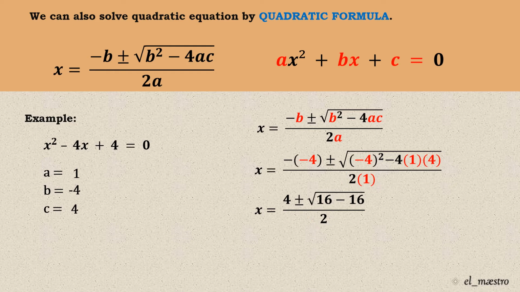So, what's next? Simplify again. That will be the result because 16 minus 16 is equal to 0. So 4 plus 0, or 4 minus 0, is the same number. The result is 2 because 4 divided by 2 is equal to 2. Meaning, the value of your x is equal to 2. That's how you use the quadratic formula. So, sir, what is the relationship here? We'll have an example, and we'll see it later.